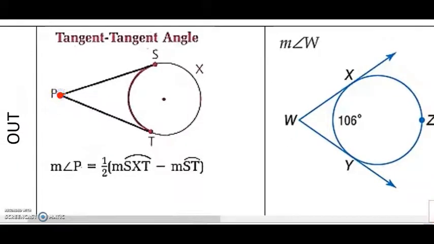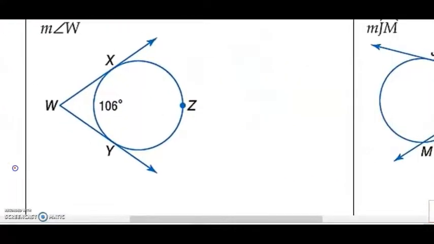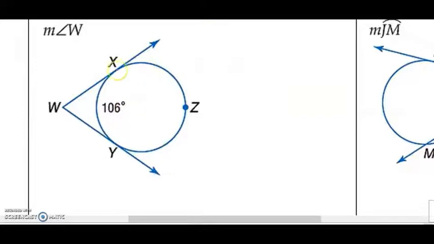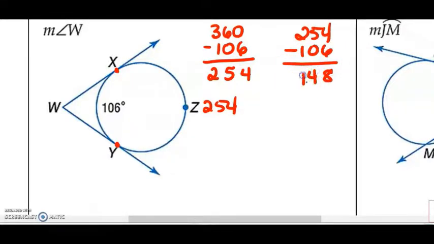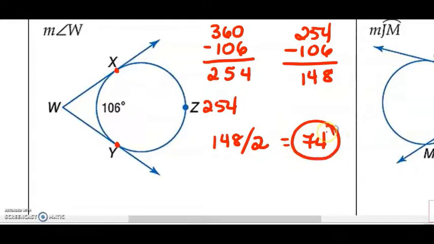Again, our vertex is out, so it's going to be arc minus arc divided by 2. So the major arc, XZY, is 360 minus 106. So 254 minus 106 is 148. So 148 divided by 2 is 74.